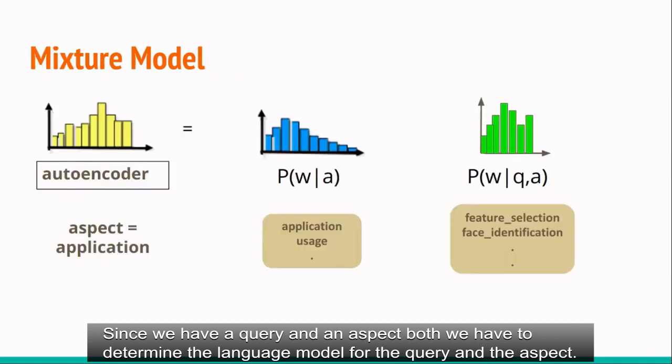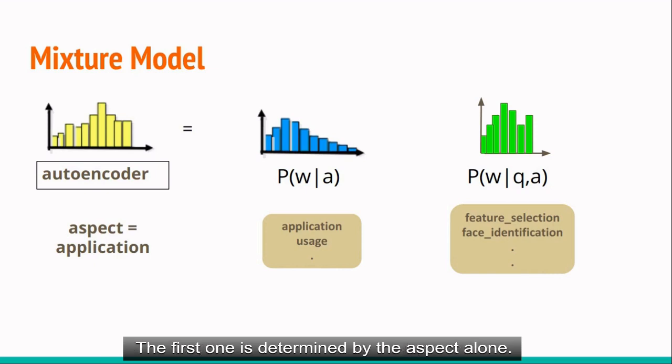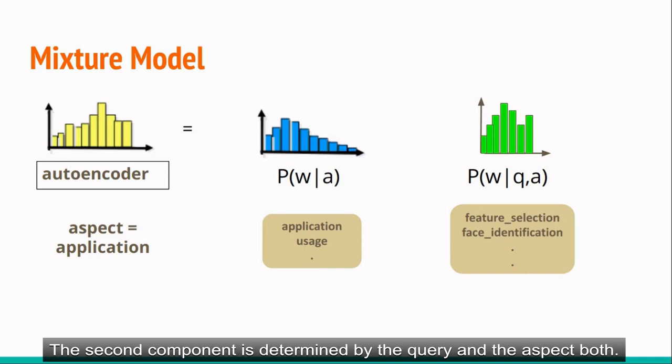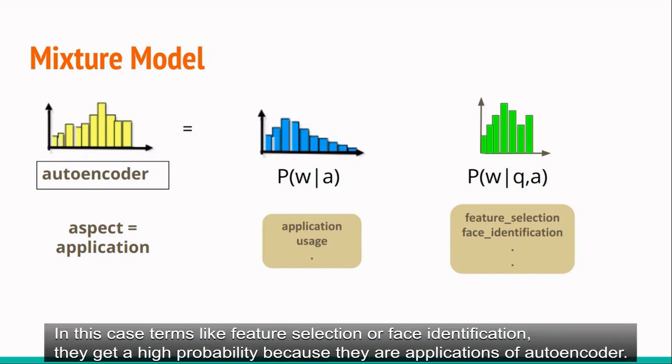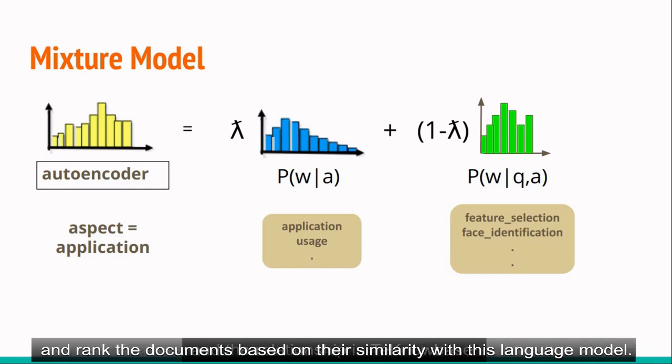Since we have a query and aspect both, we have to determine the language model for the query and aspect. So this language model is determined using two distributions. The first one is determined by the aspect alone. This assigns high probability to terms that are similar to the aspect term. In this case, terms like application or usage get a high probability. The second component is determined by query and aspect both. In this case, terms like feature selection or face identification get a high probability because they are applications of autoencoder. So we can then mix these two distributions using the lambda parameter to obtain the final language model representation for the query and the aspect and rank the documents based on their similarity with this language model.